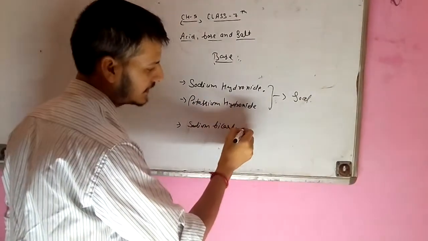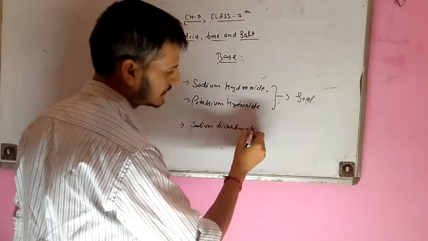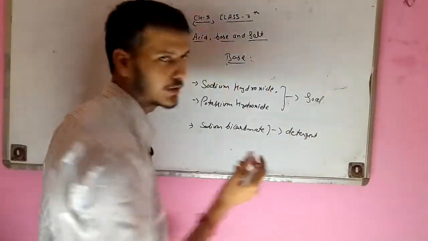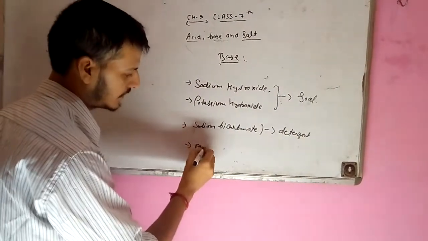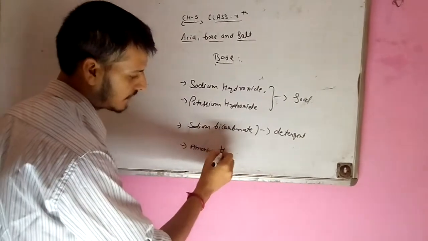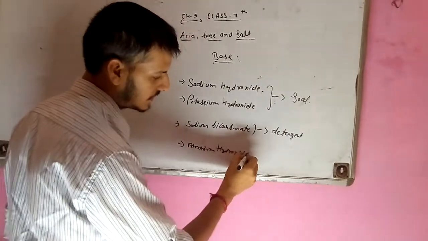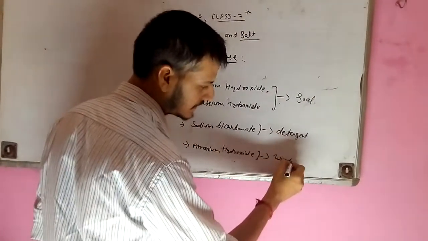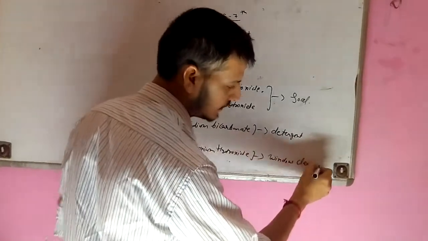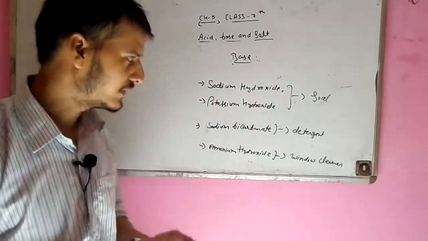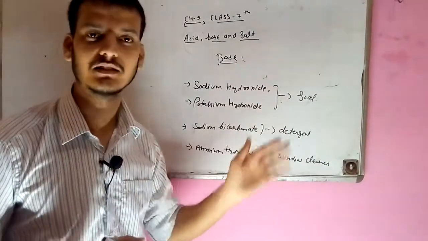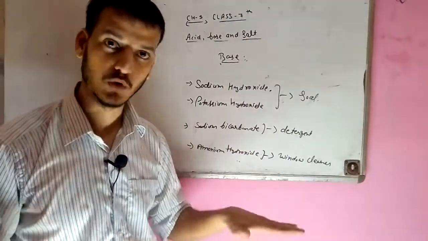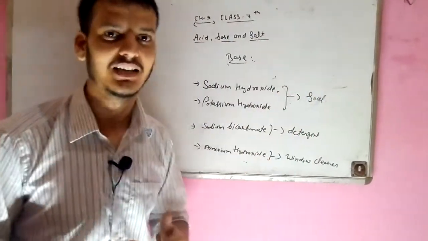Sodium bicarbonate is used in the making of detergent. Detergent is also a base. Ammonium hydroxide is also used as a cleaning agent. So it is used in window cleaners or floor cleaners. Okay. So what do we see that is common in these bases? Bases are generally used as cleaning agents, like window cleaner, floor cleaner, detergent, soap. All these are cleaning substances.